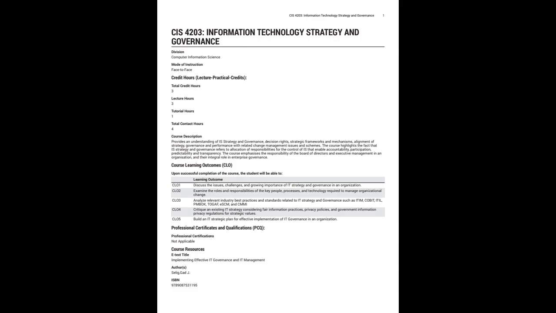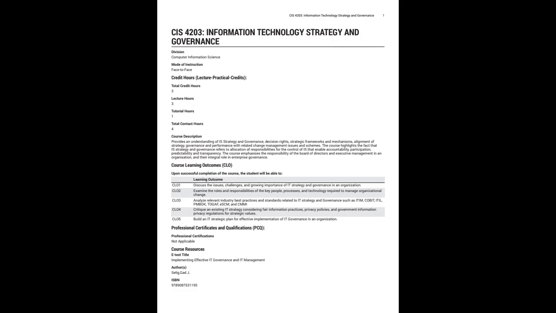And then CLO2, we will examine the roles and responsibilities of key people, processes, and technology required to manage organizational change. The CLO3 is about analysis and best practices and standards. So we will be learning about ITIM, COBIT, ITIL, BM Book, TOGAF, ESCM, and CMMI. So you will learn about this in CLO3.